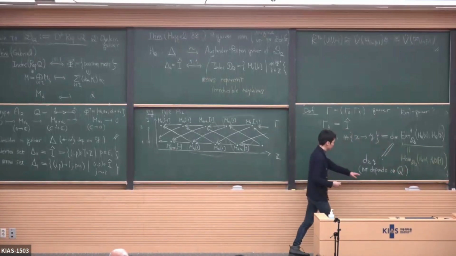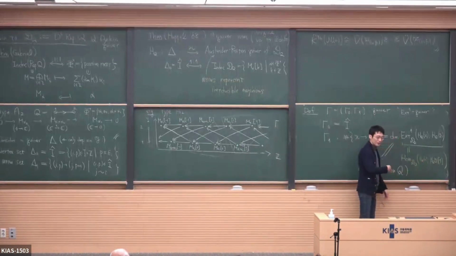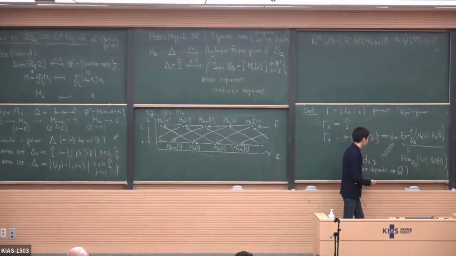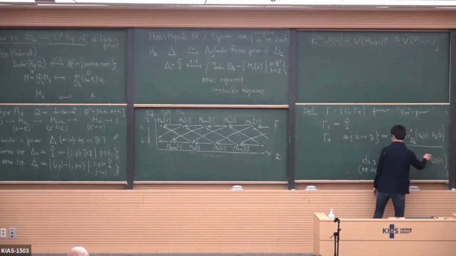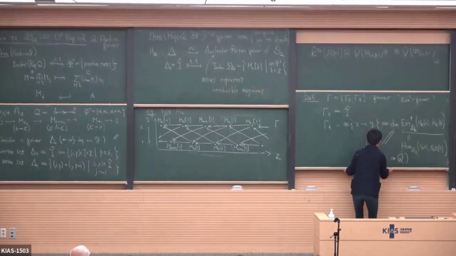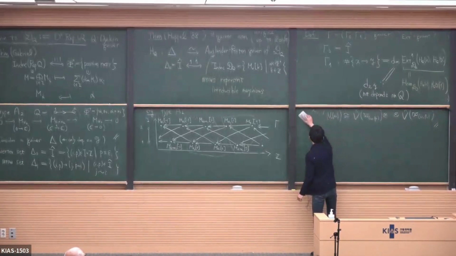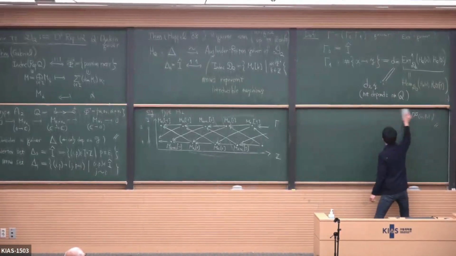Because for different choices of orientation, we have an equivalence of derived categories by using so-called reflection functors. So this number doesn't change under reflection functors. So this number is independent of the choice of orientation.